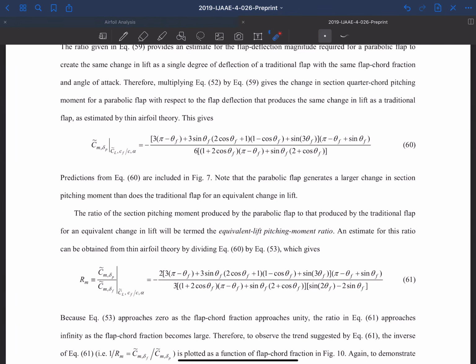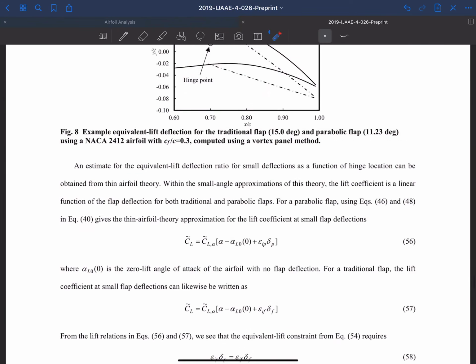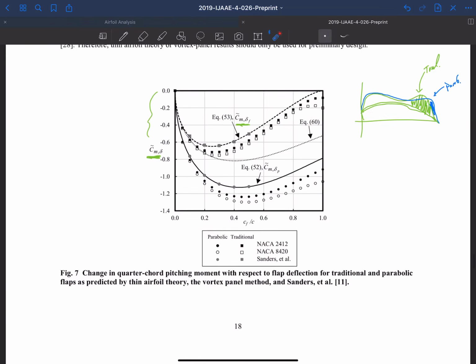Okay, so then this is coming back to that equation I pointed out earlier that I'll go back up and show you in this plot, but we can look at the pitching moment. So let's say that we deflect the parabolic flap only enough to give us the same lift as the traditional flap does. And so this is the change in pitching moment of the parabolic flap at the same lift, CF over C, and angle of attack as the traditional flap. So let's go back up and look at that. That's equation 60 that was included in this plot up here of the pitching moment.